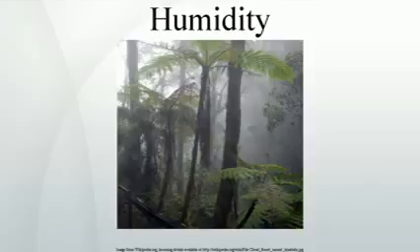See also climate humidity table. The absolute humidity changes as air temperature or pressure changes.